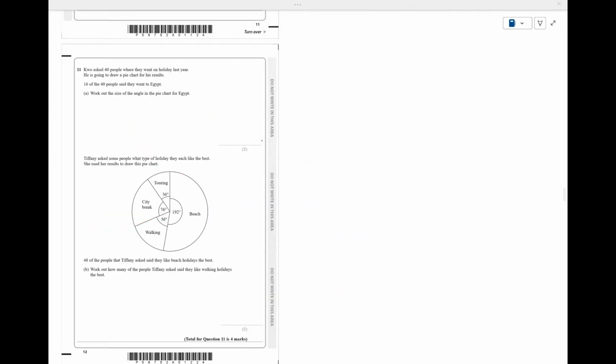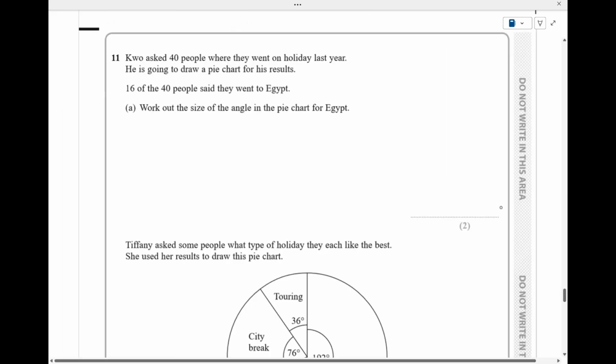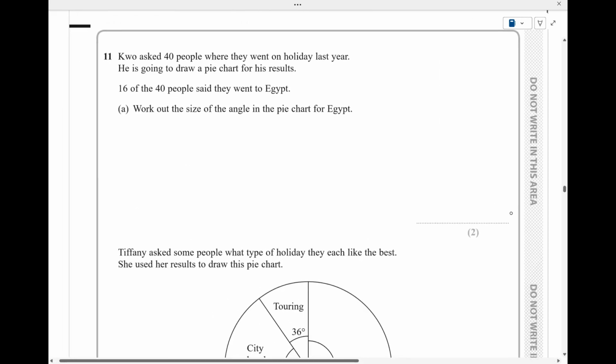Question 11. We're asking 40 people where they went on holiday last year, and we're going to draw a pie chart. Now, wait a minute. If we're fitting 40 people on a pie chart, we know there are 360 degrees on a pie chart, so I can already work out how many degrees it will be for each of the 40 people by doing 360 divided by 40. So it's going to be 9 degrees for each person.